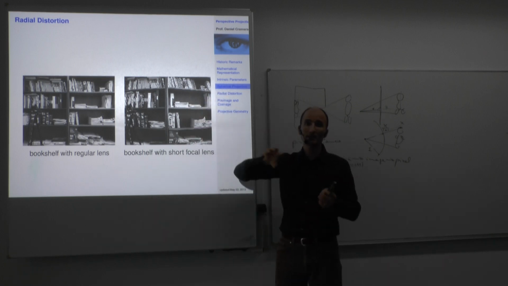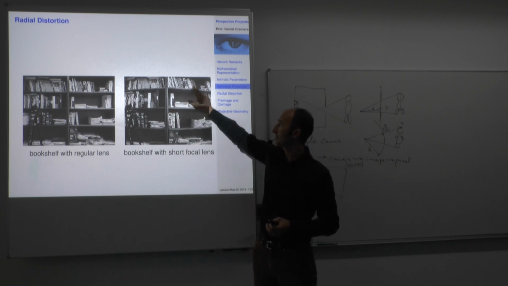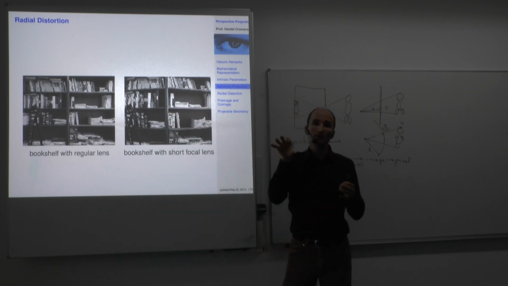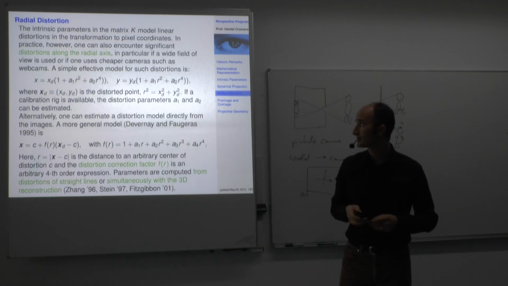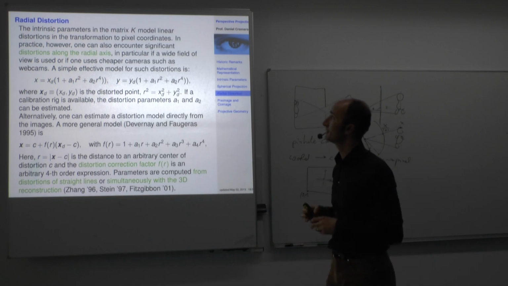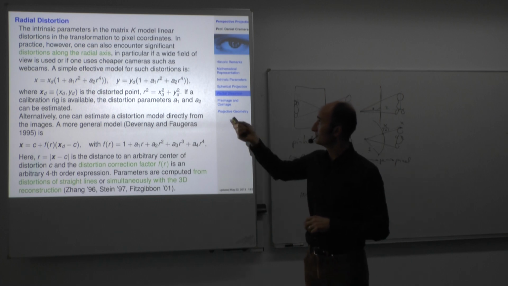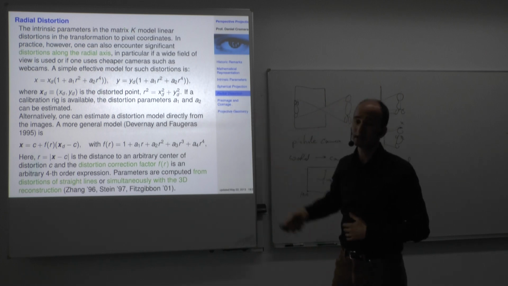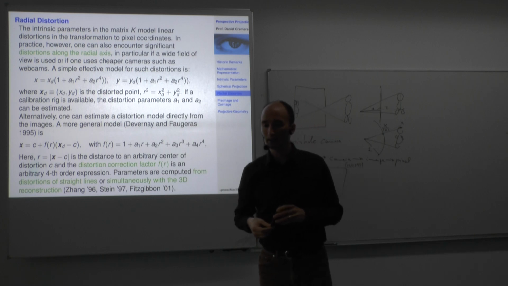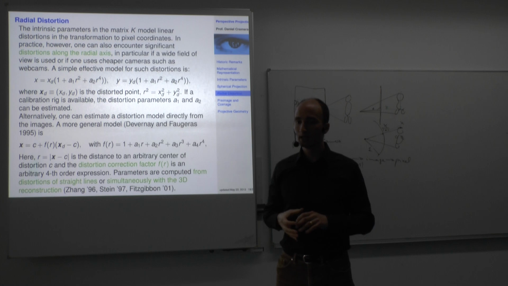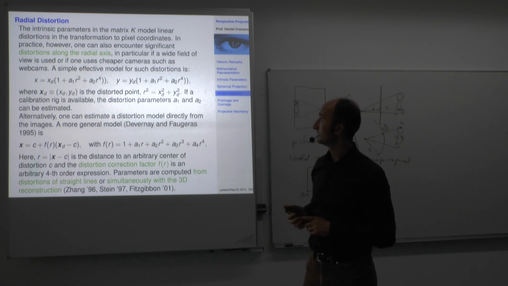Basically take the image and say, depending on how far I am from the optical center, I will try to take into account radial distortion and invert that process. And there are different ways to invert that process. To recapitulate, this intrinsic parameter matrix K models linear distortions in the transformation to pixel coordinates, but these radial distortions are additional nonlinear distortions.